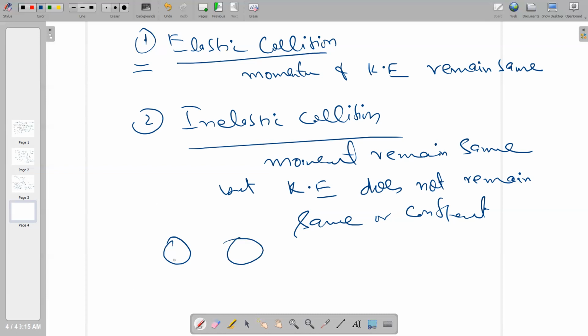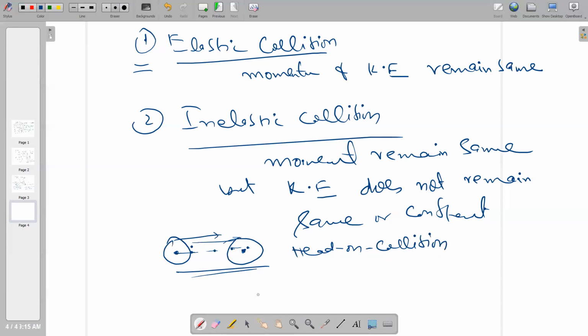So here we are seeing some terms. If one body is colliding with this one and their center of mass is here, center of mass means where the whole mass or whole weight is acting, and they are in a straight line, colliding with each other, then this collision is called head-on collision.